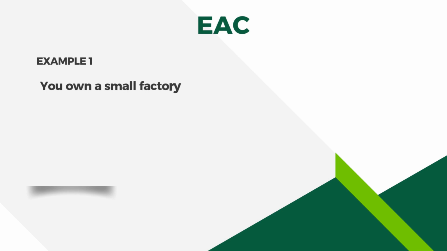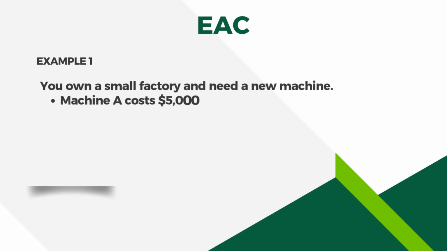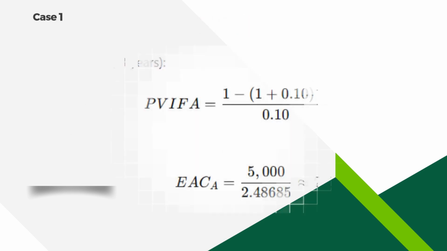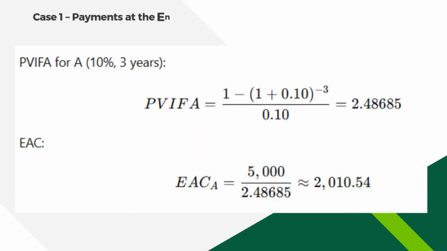Example 1. Machinery replacement. Let's say you own a small factory and need a new machine. Machine A costs $5,000 and lasts 3 years. Machine B costs $7,500 and lasts 5 years. Discount rate? 10%. Case 1. Payments at the end, ordinary annuity.